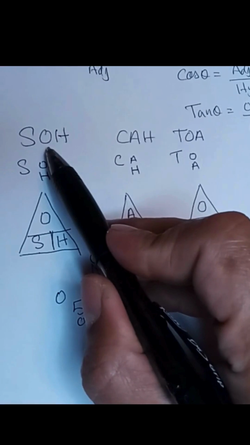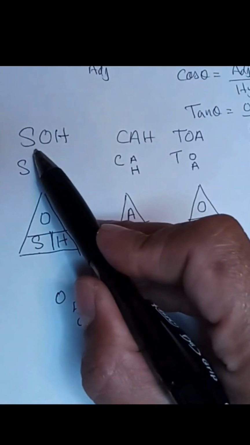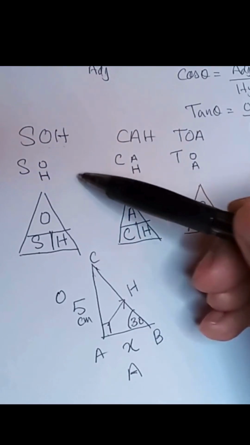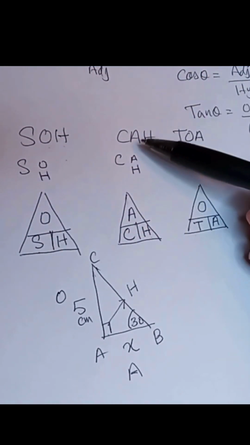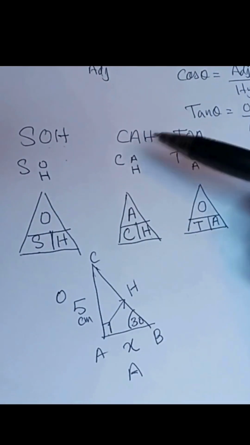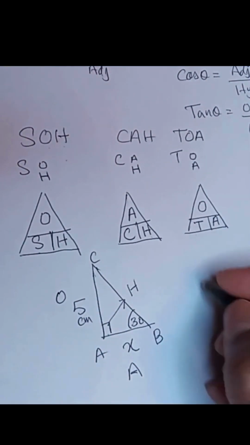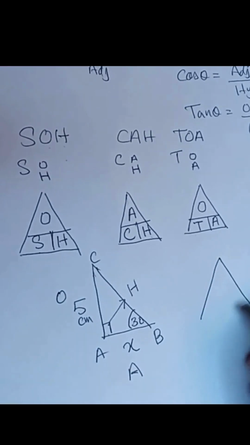So the first one, if you look at the first one, that is SOH, it has opposite and hypotenuse. So we don't need this one. Then we have CAH. So we have adjacent and hypotenuse, but we need opposite and adjacent. So the only ratio we need is tan.